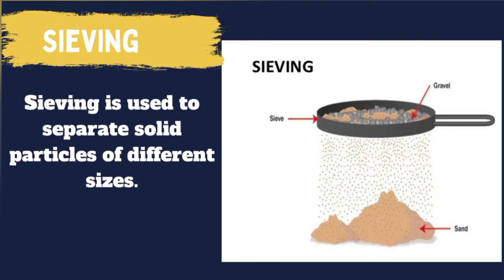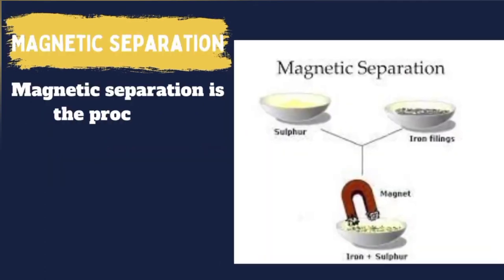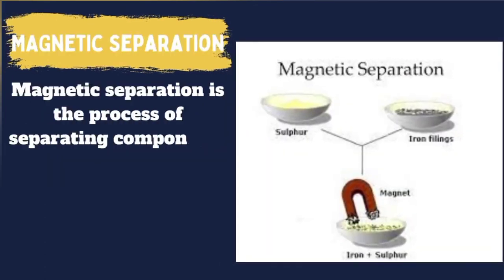A sieve is what we locally call a filter at home, is it not? Yes, it has holes or tiny pores which allow the particles with smaller sizes to pass through the sieve, while those with larger sizes stay on the sieve. A very important application of sieving is in water industries and garri production, is it not? Yes.